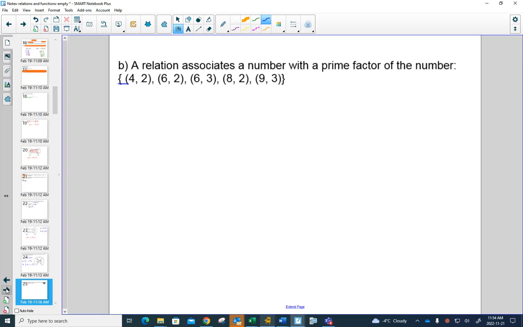We need to say if this is a function or not. No, not a function. Why? Because 6 has 2 prime factors, 2 and 3. And so this doesn't make it a function, because 6 could go with 2 or 6 could go with 3. And we can point to the problem right there.